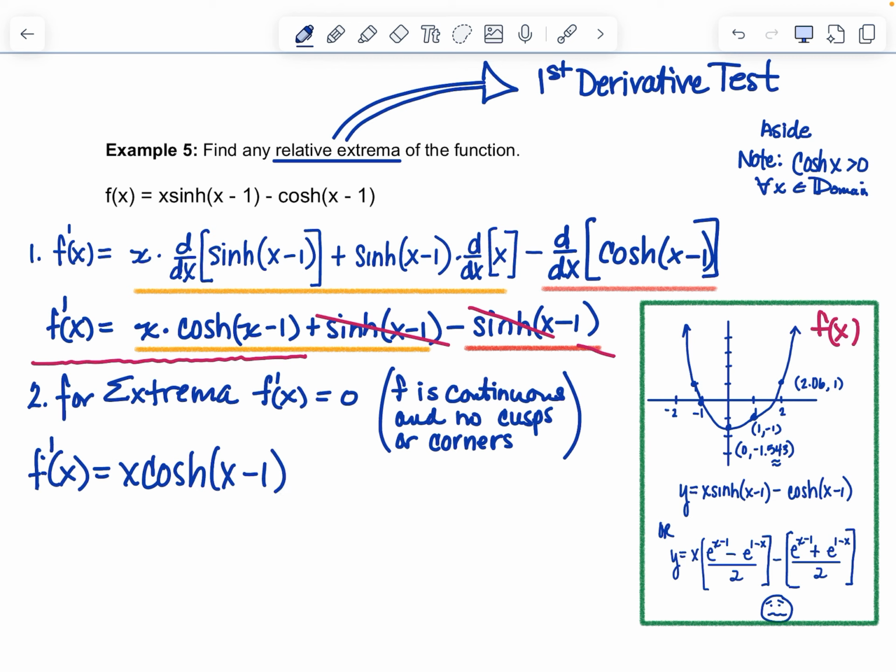Okay, so there we have that. Now we want to know, where is f prime of x equal to 0? First of all, you know that it's equal to 0 when x equals 0, and when cosh of x minus 1 is equal to 0.